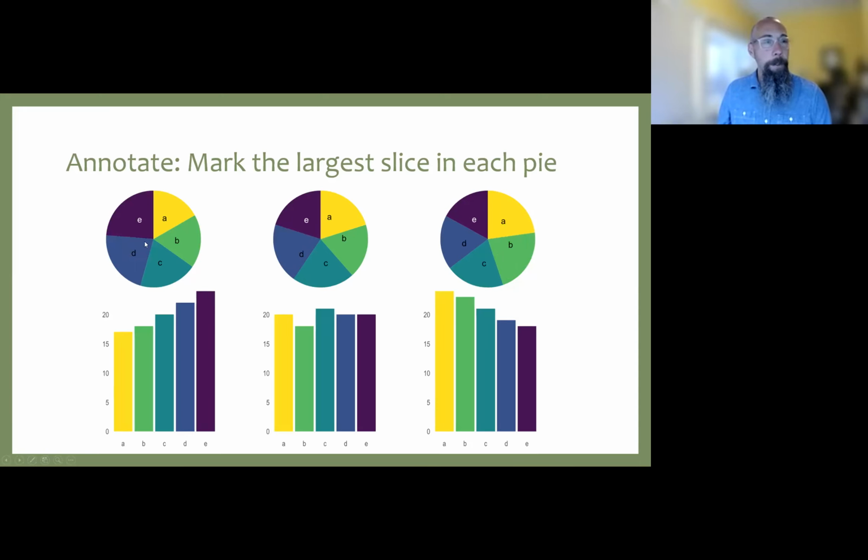So in the first one, it was E. I think that's what most people got. In the second one, it's C, but it's pretty hard to tell. It's not very much at all. And in the third one, it's A, which I think most people said B.